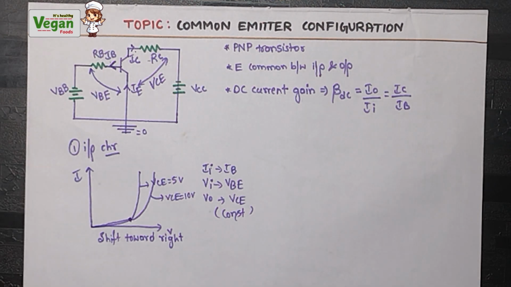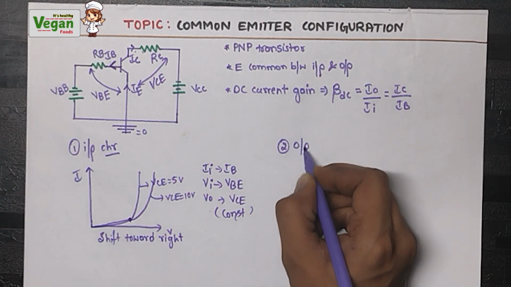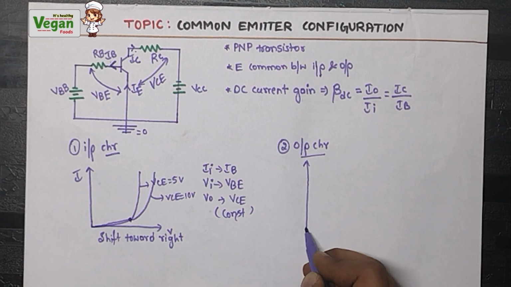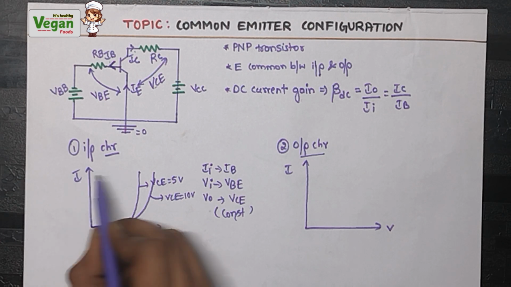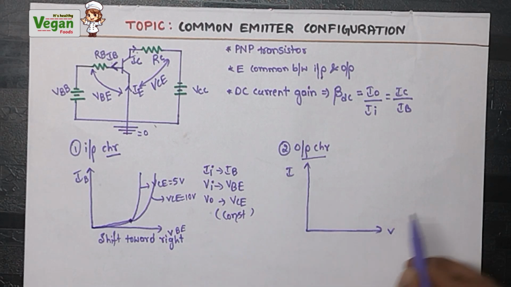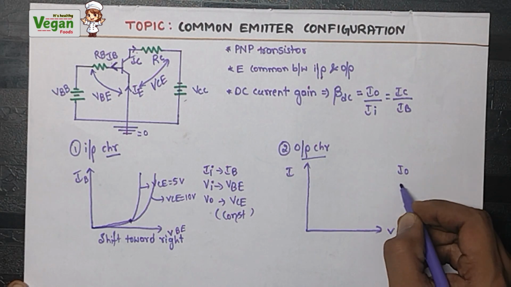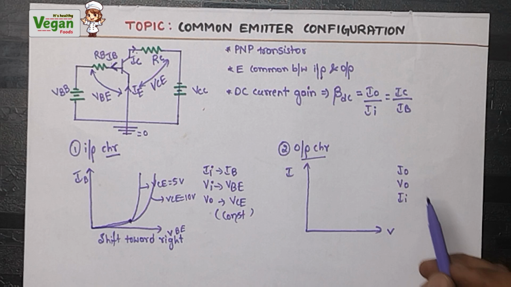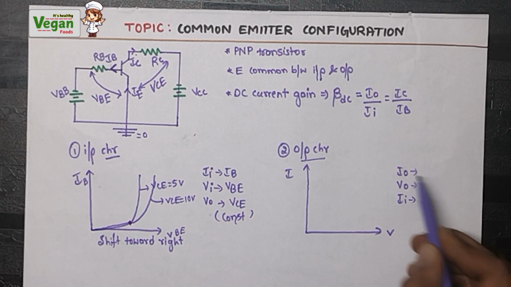Now let's plot the output characteristic graph of the common emitter configuration. In the output characteristic graph also we will be plotting against current and voltage. So here on the input side, what is the current? Input current is IB and input voltage is VBE. Here, for output characteristics, we must take the values of output current, output voltage and input current. So we must know what values we must take.